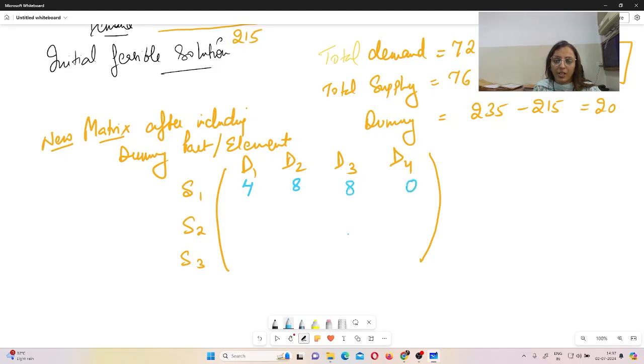And over here we create a dummy that is 0. Here it is 16, 24, and 16. Again we take it as 0. And for S3 it is 8, 16, and 24. And again the value as 0.